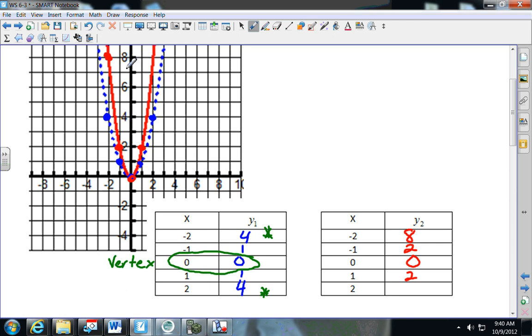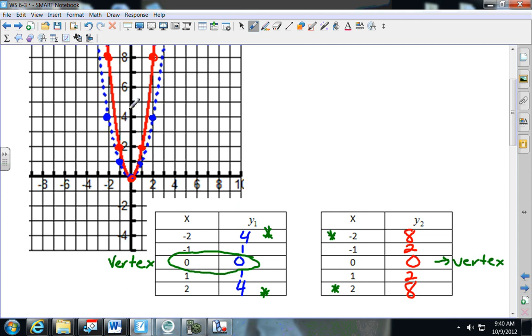Over 2 and up to 8. Okay. Now in this table of the red parabola, what's the vertex? 0, 0 again is the vertex right here. Give me a set of symmetric points. -2, 8 and 2, 8. The y numbers are the same.